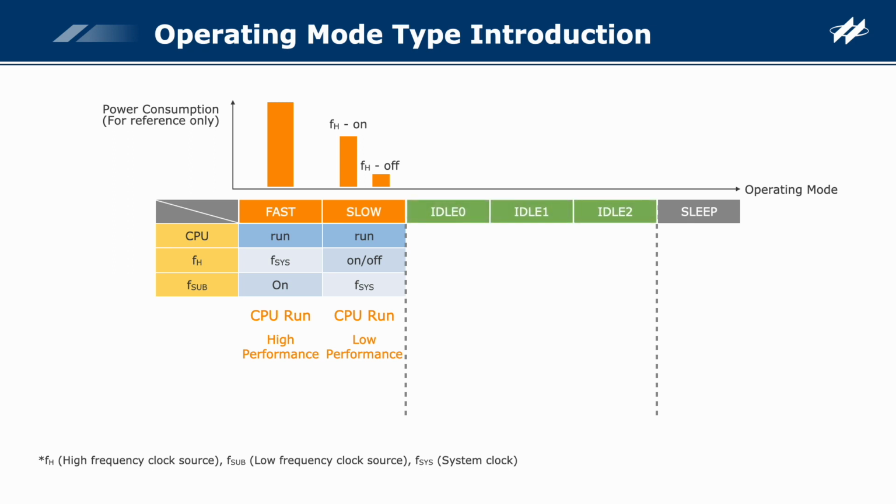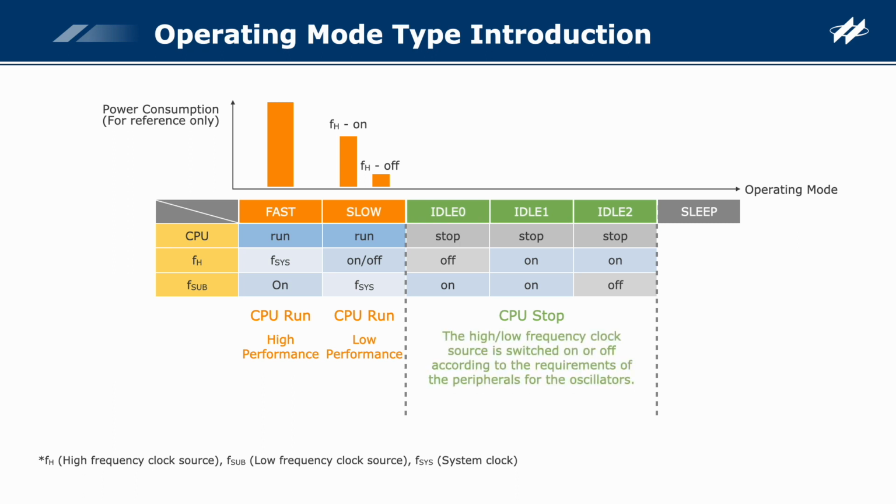The idle modes are divided into 3 types. In these modes, the CPU stops running, that is, the program stops execution. But both or either of the high and low speed oscillators will be turned on to provide a clock source to keep some peripheral functions operational. Users can choose whether to turn on or off the high and low frequency clock source according to the oscillator requirements for the peripherals, so as to select the corresponding idle mode.